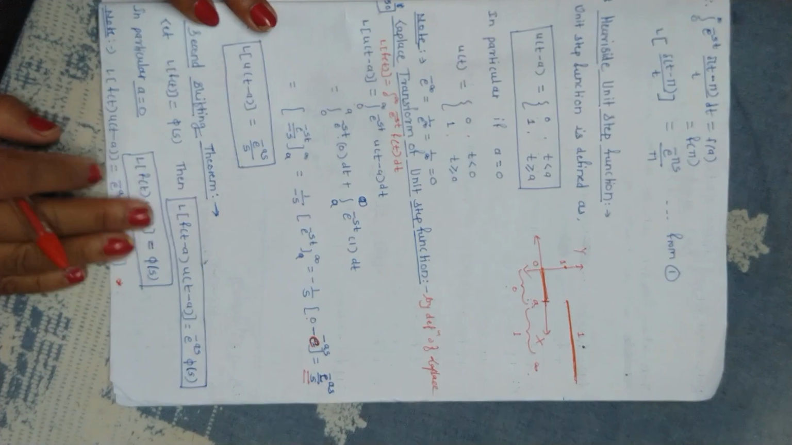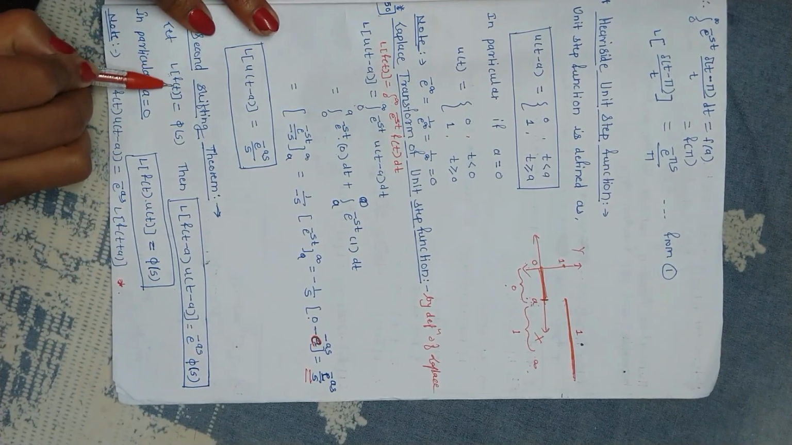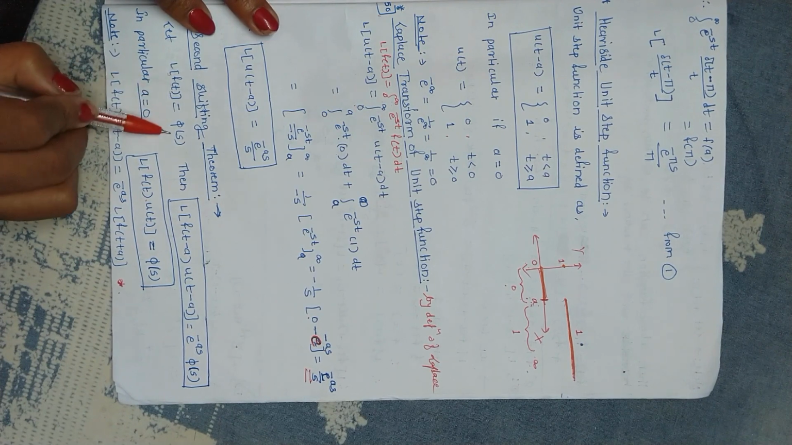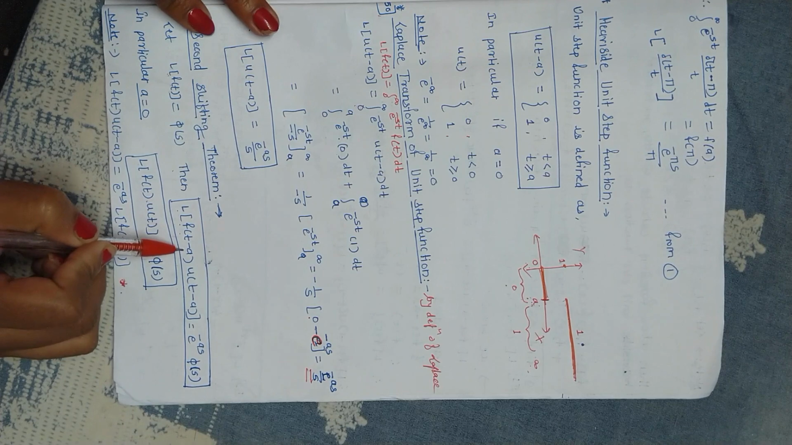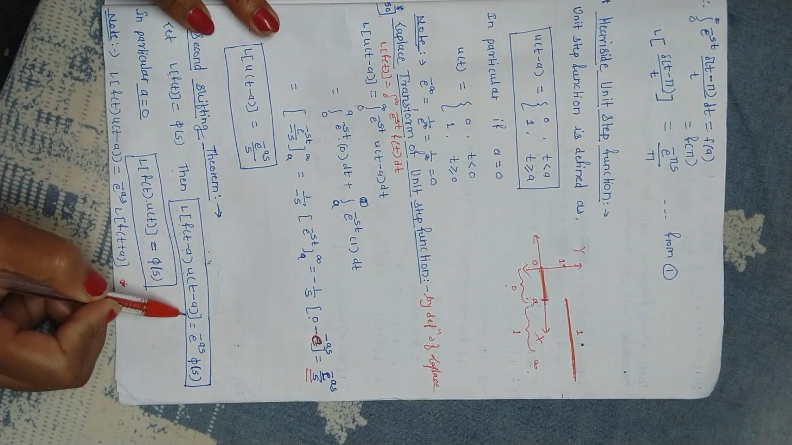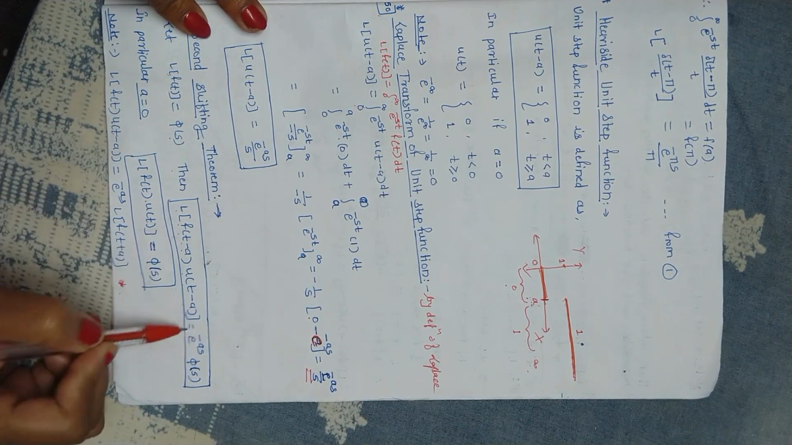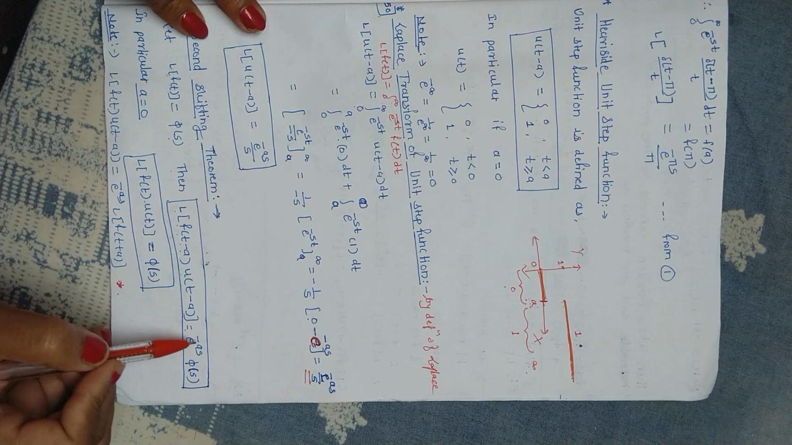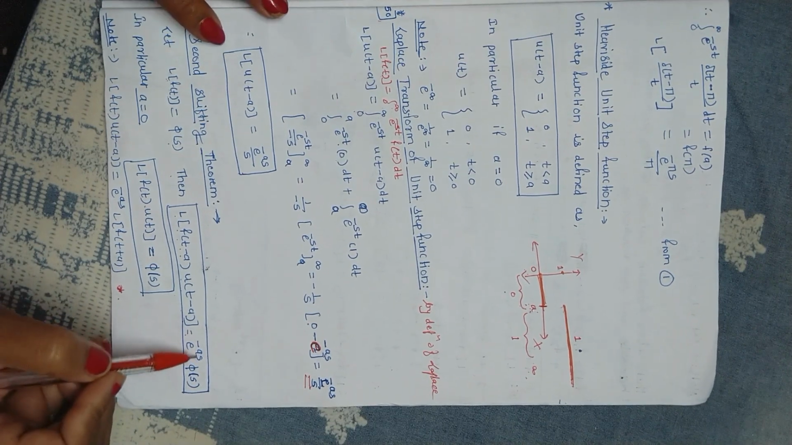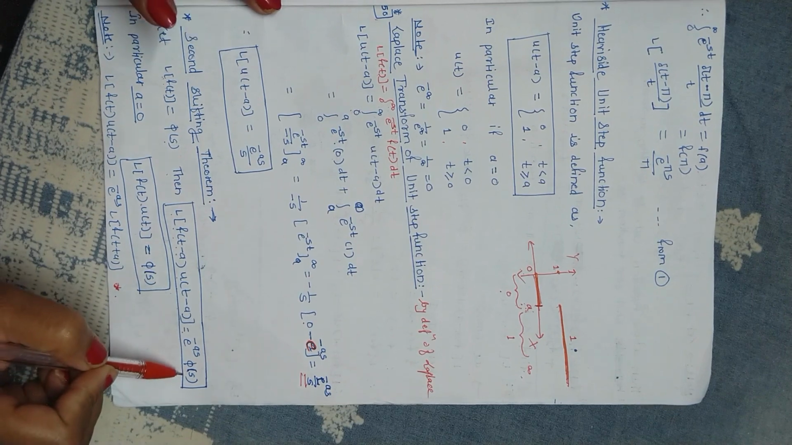Now next, the second shifting theorem. This is a very important theorem or property. Let L of f of t, that is the Laplace of function f of t, be equal to phi of s. If it is so, then the Laplace transform of f of t minus a into u of t minus a is equal to e raised to minus as into phi of s. If it is minus a, you have to take minus as it is. Phi of s is the Laplace transform of this function f of t only.